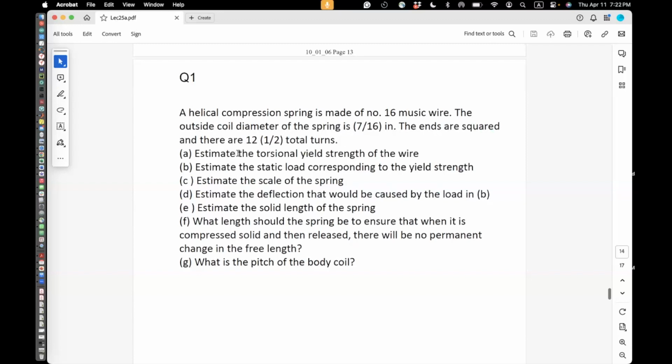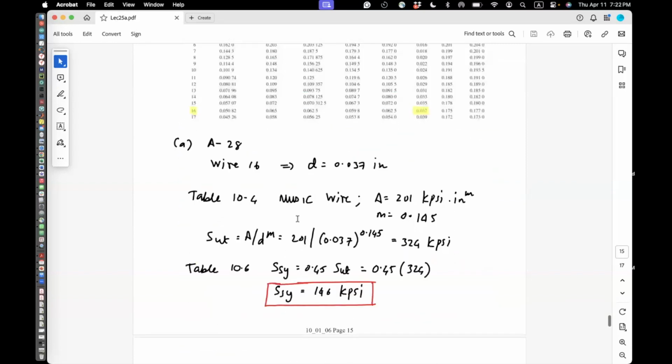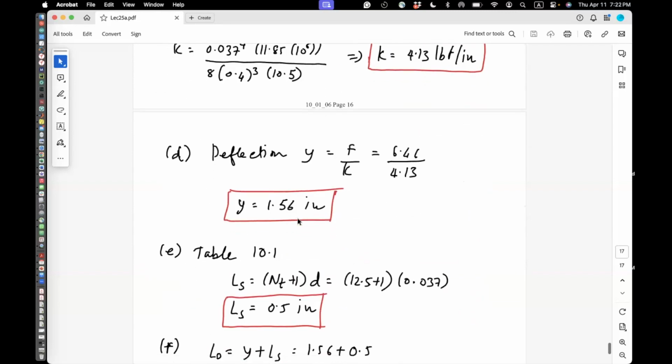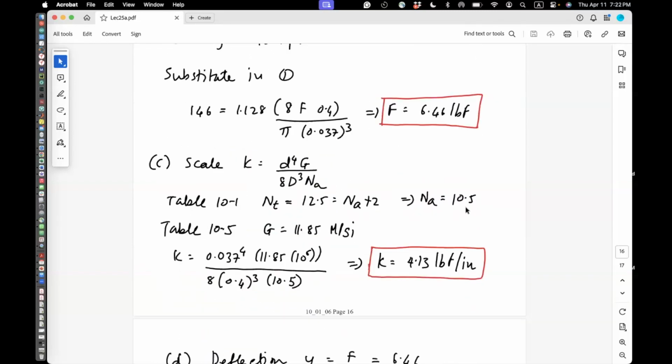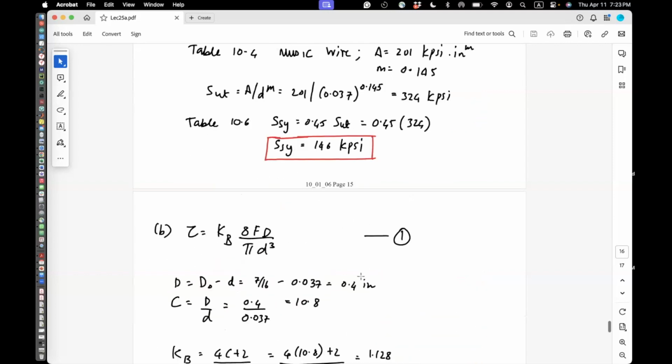So the ends are squared and there are 12.5 total turns. That's NT, total turns NT. So given NT, we can compute Na, which is 10.5. From table 10.5, which is given here, G is 11.85. And from G, d small and capital D, and Na, we can compute the spring constant K, or the scale factor.